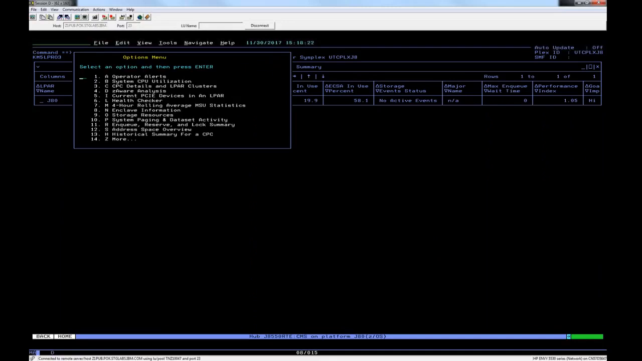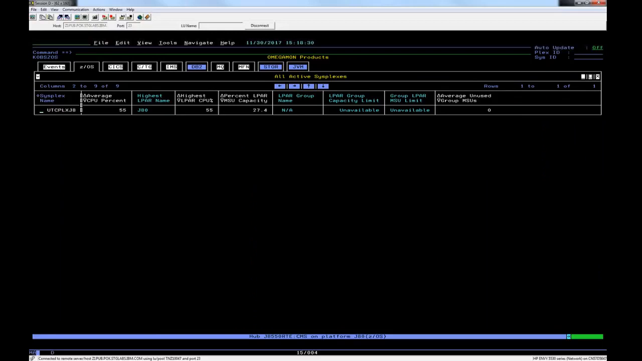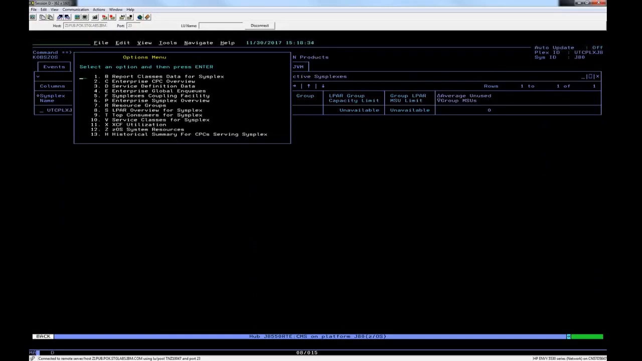Okay, option 9, storage resources, system, and sorry, I need to back up more to the Sysplex level. I apologize. We've looked at the ElPro overview, useful workspaces, top consumers.